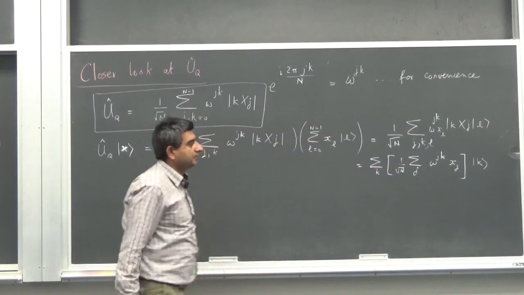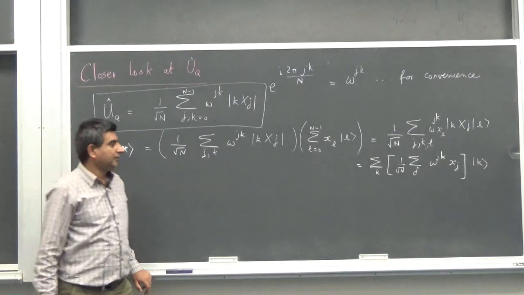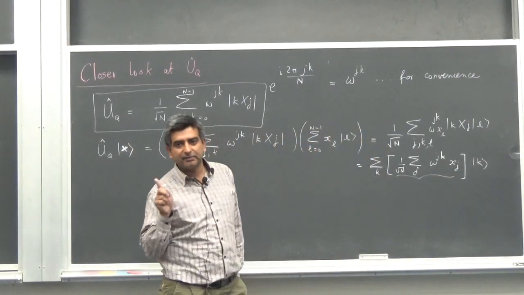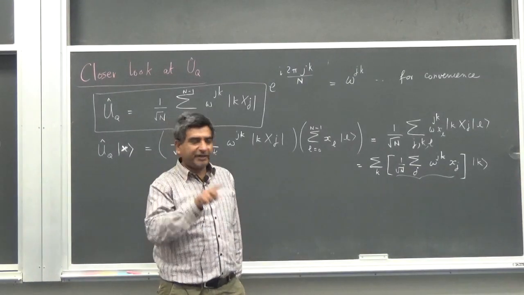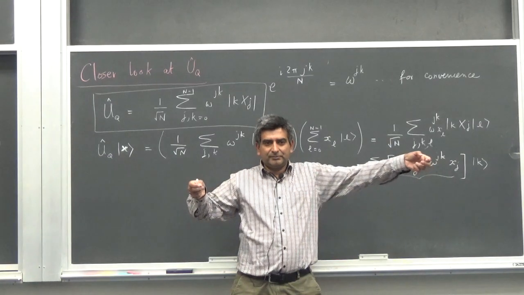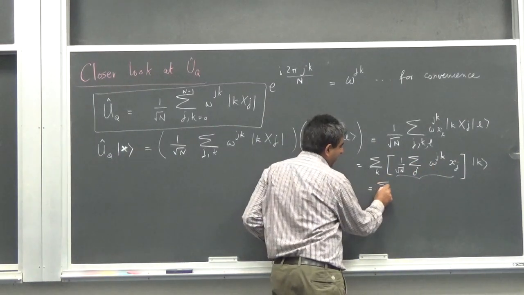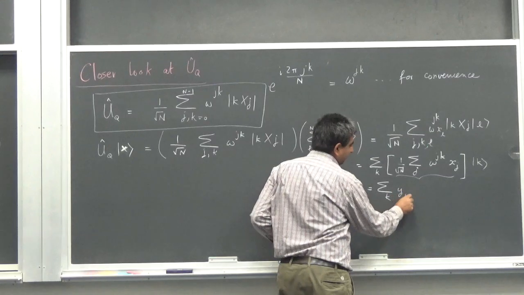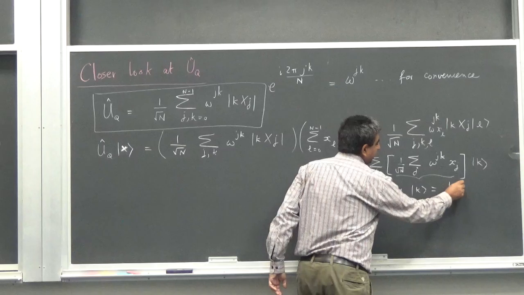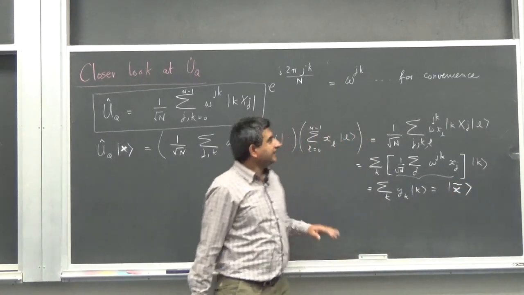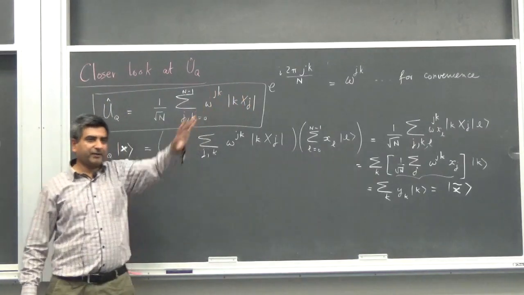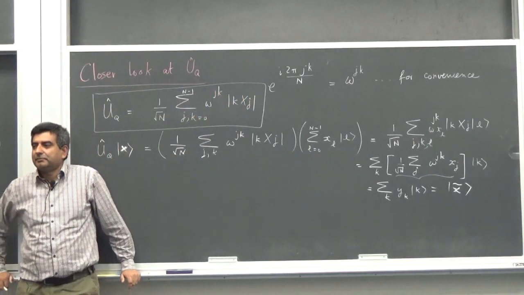This is 1 over root n, correct? But you already noticed that this is simply yk. This is the discrete Fourier transform of all the x's, which is indeed the Fourier transform of x. Hence, this is the legitimate quantum Fourier transform operator. Got it?